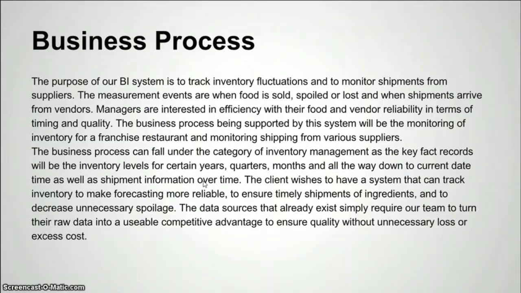The business process being supported by this system will be the monitoring of inventory for a franchise restaurant and monitoring shipping from various suppliers. The business process can fall under the category of inventory management, as the key fact records will be the inventory levels for certain years, quarters, months, and all the way down to current date time, as well as shipping information over time.